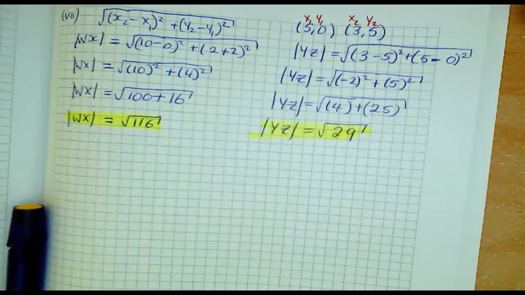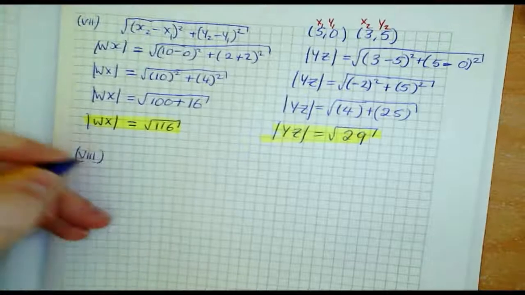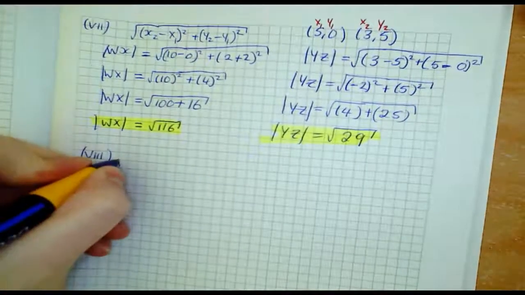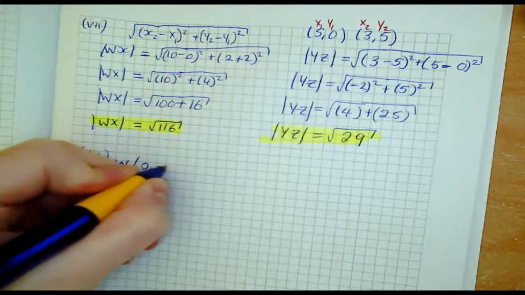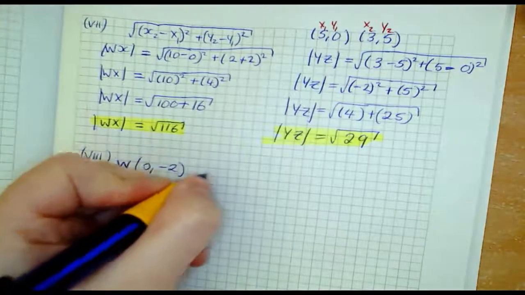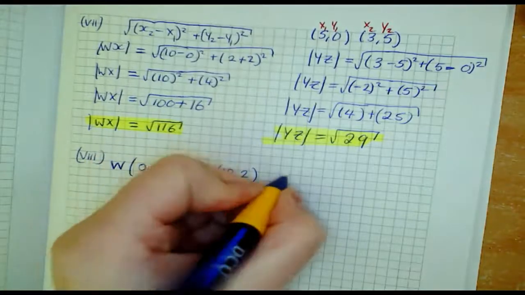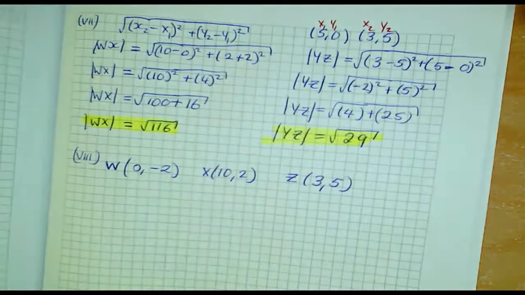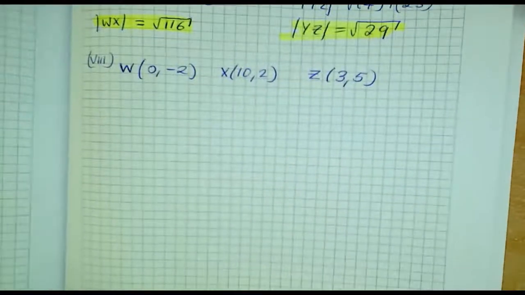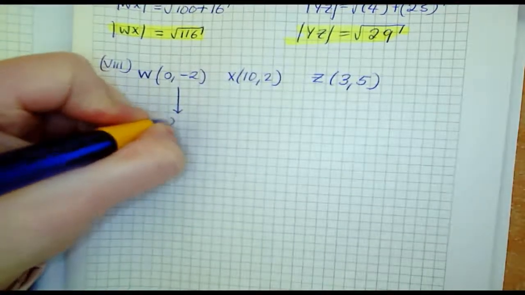And then last part, we're asked to find the area of the triangle WXZ. So we know W is (0, minus 2), X is (10, 2), and Z is (3, 5). So we're asked to find the area of the triangle, so we have to make one of those points (0, 0). So I'm just going to make the first one here (0, 0).